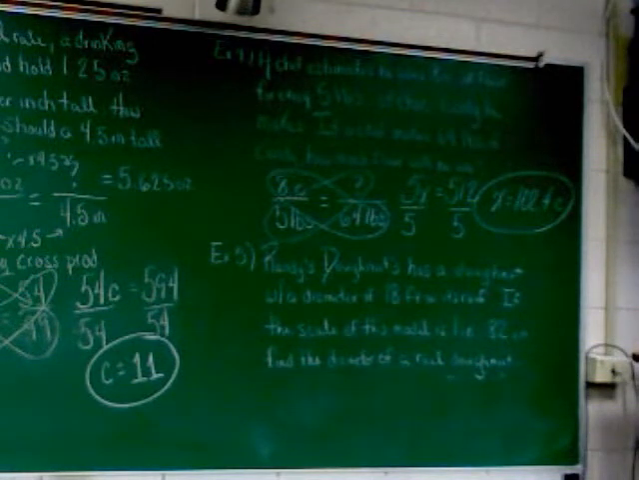All right, last one. Randy's Donuts has a donut with a diameter of 18 feet on its roof. The scale of this model is 1 inch to 82 inches. Find the diameter of a real donut.